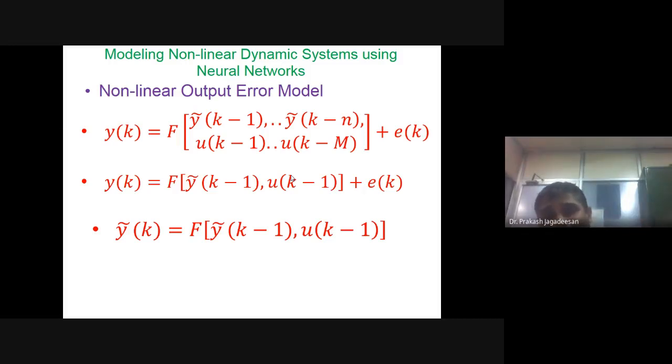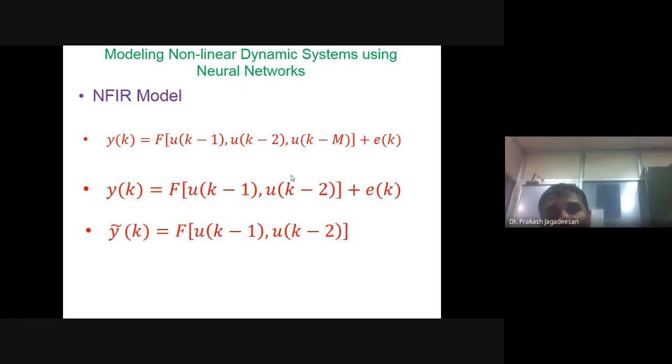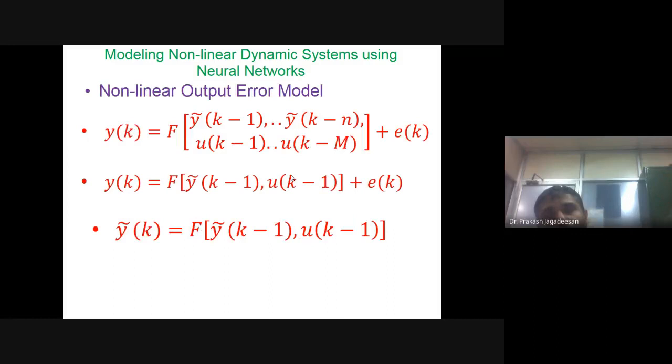And in the nonlinear output error model, the output of the model depends on its past values. Y tilde is nothing but the output of the model, whereas y is the output of the sensor. So here y tilde(k-1) means its predicted output, one past predicted value.